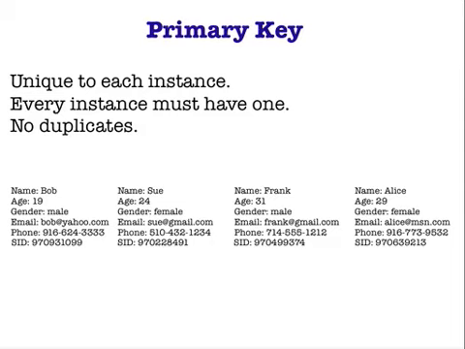In your wallet or purse right now are probably several ID numbers which have been given to you by various stores, institutions, and organizations. They are things like membership numbers, frequent buyer numbers, medical record numbers, and so forth. So let's do that for our person entity. Here I've assigned the ID number 100 to Bob, 101 to Sue, 102 to Frank, and 103 to Alice.